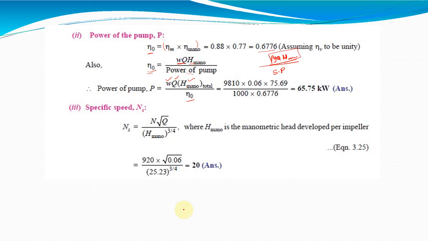Once we have this, the power of the pump is very easy. I explained this earlier: the total manometric head divided by the efficiency. So the power of the pump is 65.75 kilowatt. This much power you have to give as input to the shaft. This much power is required.